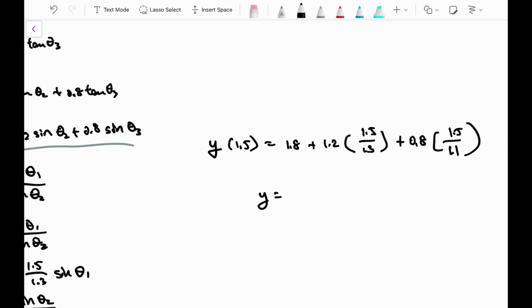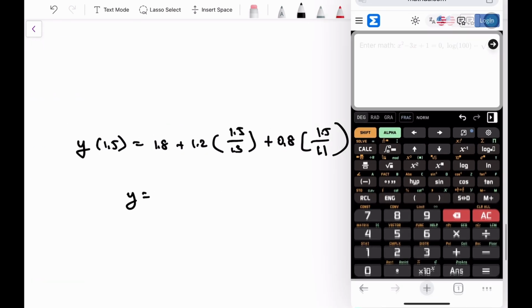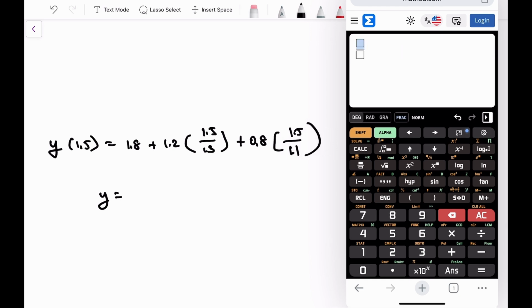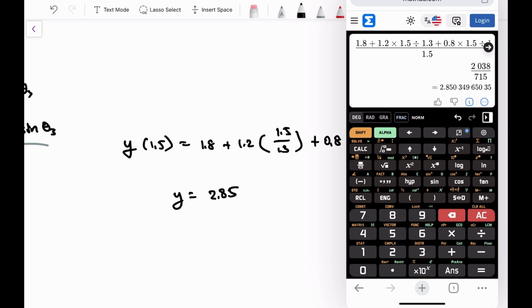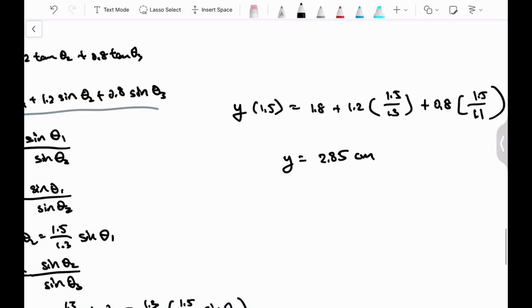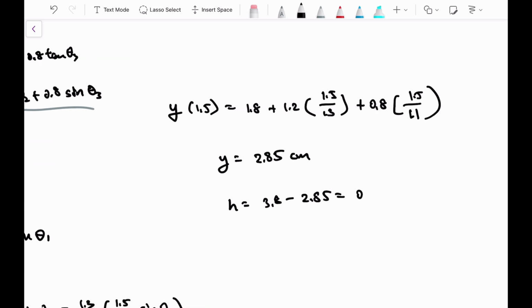So therefore we can derive y. So this will be equal to, I'm going to utilize the calculator. And this gives us 2.85 centimeters, and therefore we will be able to calculate h, which is equal to 3.8 minus 2.85, which is approximately 0.95 centimeters, and this will be the answer to the question.